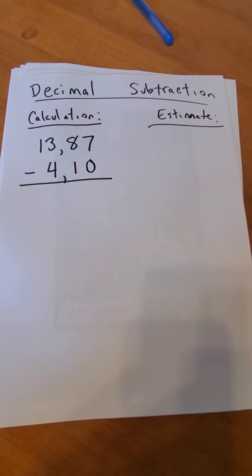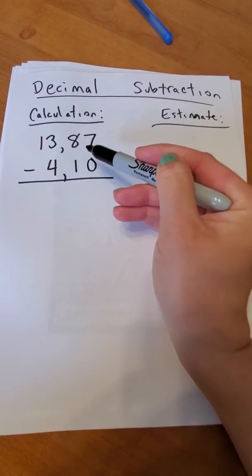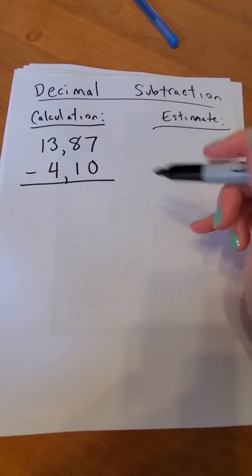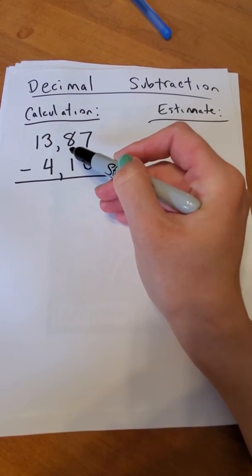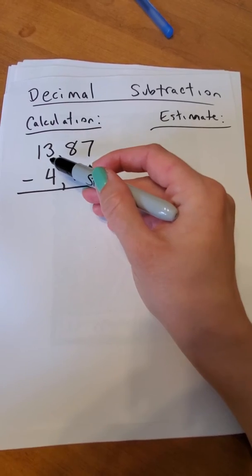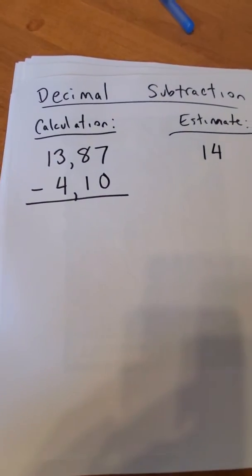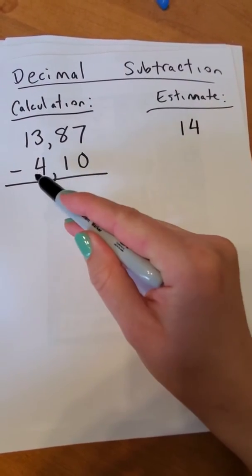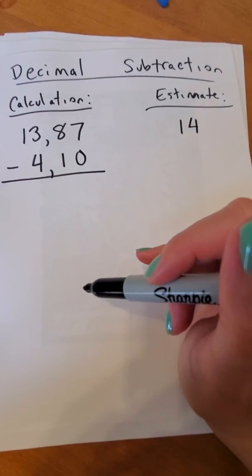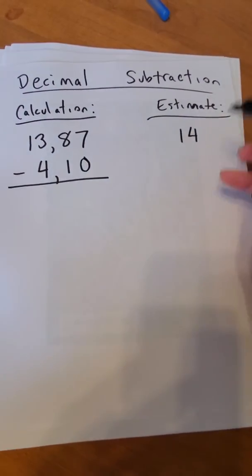So what I'm going to do here first is make an estimate. So 13 and 87 hundredths. That's pretty close to 14. I know this because the tenths digit is an 8. That's 5 or above. So I'm going to move this up to a 4, which makes it 14. Rounding up to 14. So the next one, 4 and 1/10, or 4 and 10 hundredths, that's only a 1. So that's going to stay at a 4. It's not going to round up to a 5.